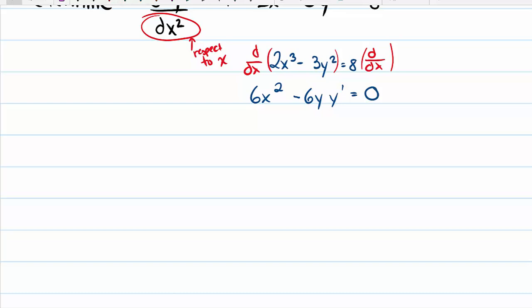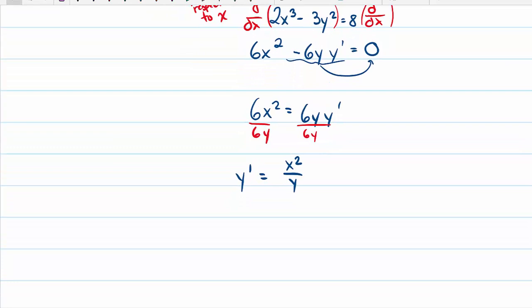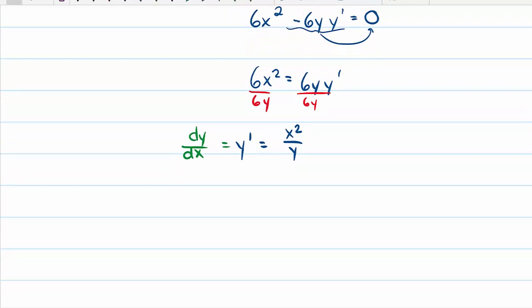So now we're going to solve for that y prime, or the dy dx. I'm going to move this whole side over here, and I get 6x squared is equal to 6y y prime. Now I want to divide both sides by 6y, and I get that y prime is equal to x squared divided by y. Keep in mind, this is the same thing as writing dy dx. I just find it easier to write y prime. Alright, that's the first derivative.